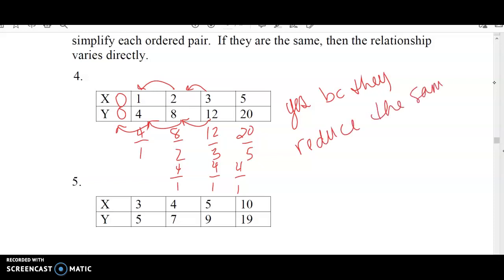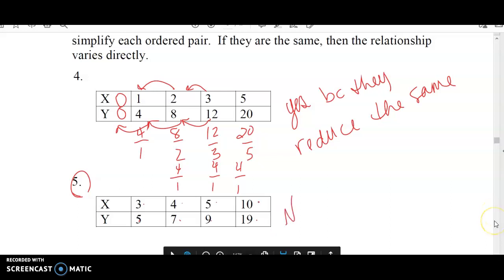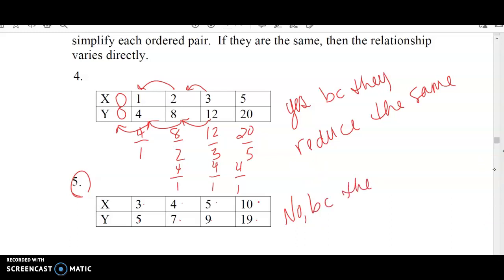You can already tell in number 5, this one here, that these are not going to reduce the same. You have 5 to 3, 7 to 4, 9 to 5, 19 to 10. So no. No, this does not show direct variation because they do not reduce the same. I'm sure there is a pattern, but it's not direct variation. They don't reduce.